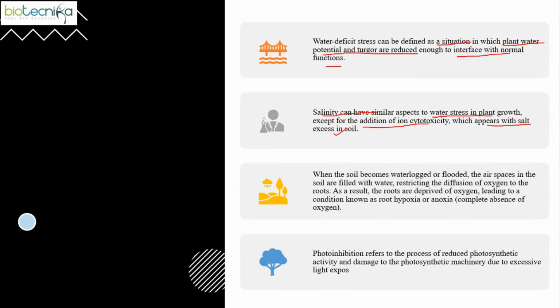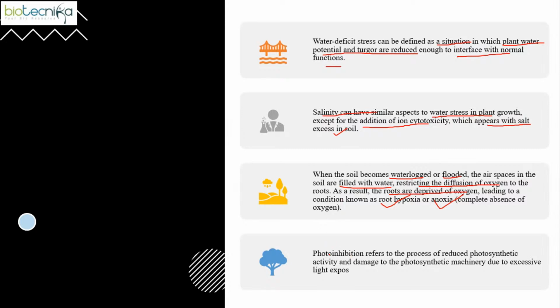Then, when the soil becomes waterlogged or flooded, the air spaces in the soil will be filled with water, thereby restricting the diffusion of oxygen to the roots. So, as a result, what happens? Roots will be devoid of oxygen. So, this leads to the condition we call root hypoxia or anoxia condition. That means where oxygen is not present.